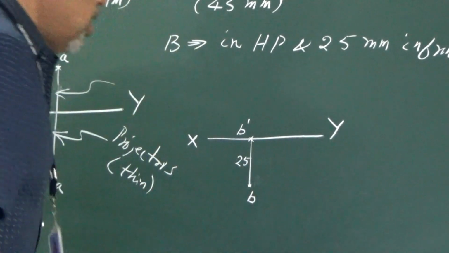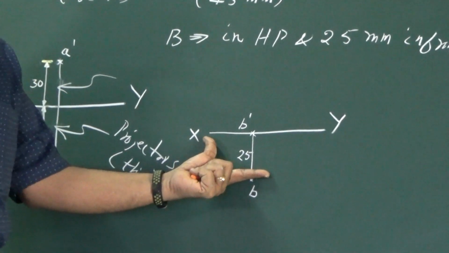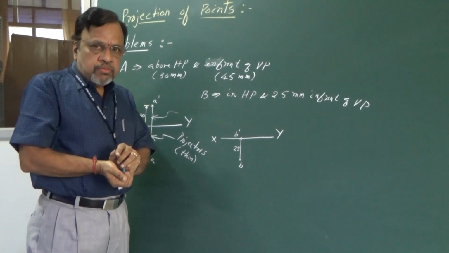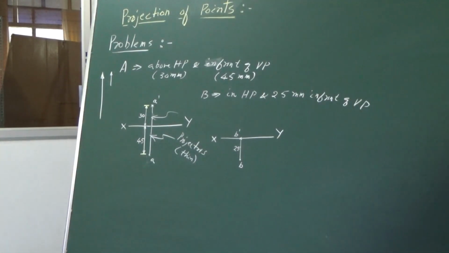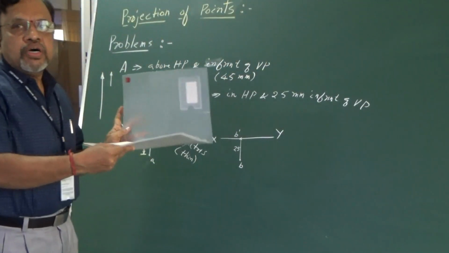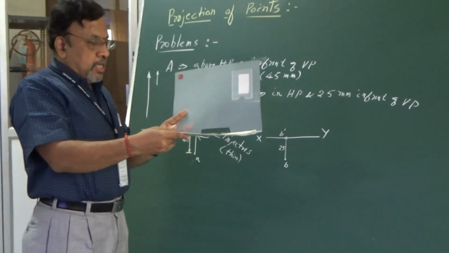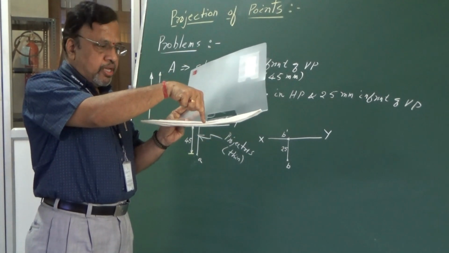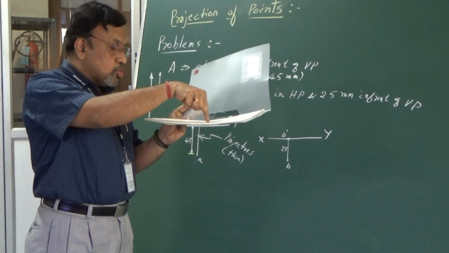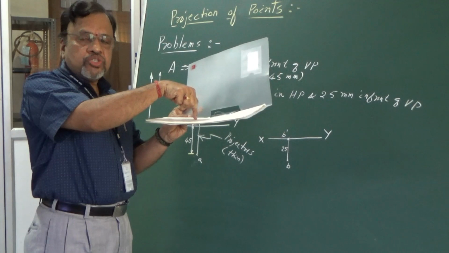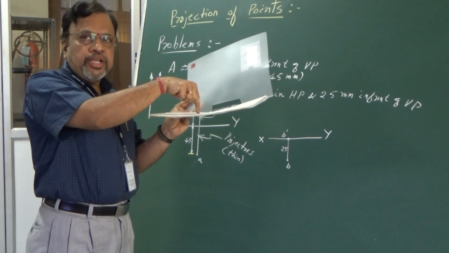Okay, now tell me, this particular point is in which quadrant? Okay, now I will just show you that. Now let us say these are my quadrants. I just hold this. Now I am looking from the front. Now the point is in HP and it is 25 mm in front of VP. That is, it is 25 in front of VP. So the point is here. So the point is in which quadrant then?